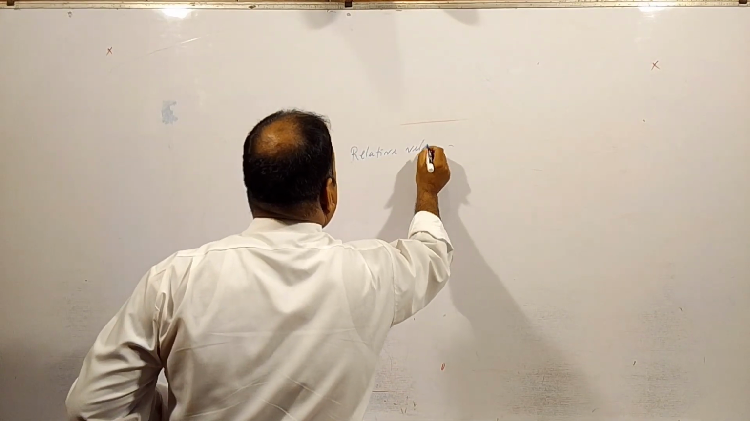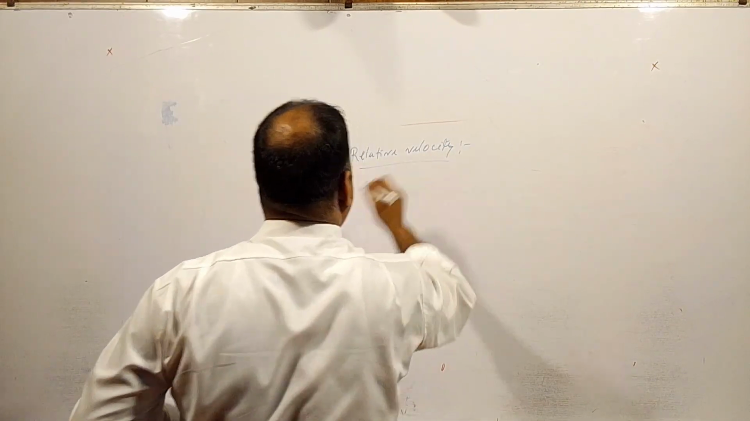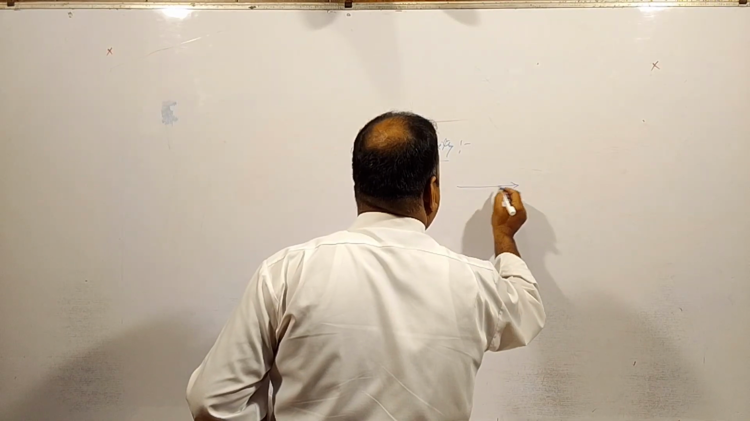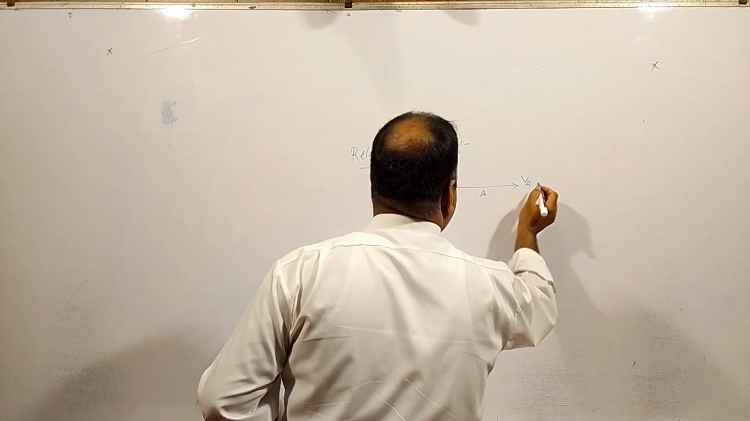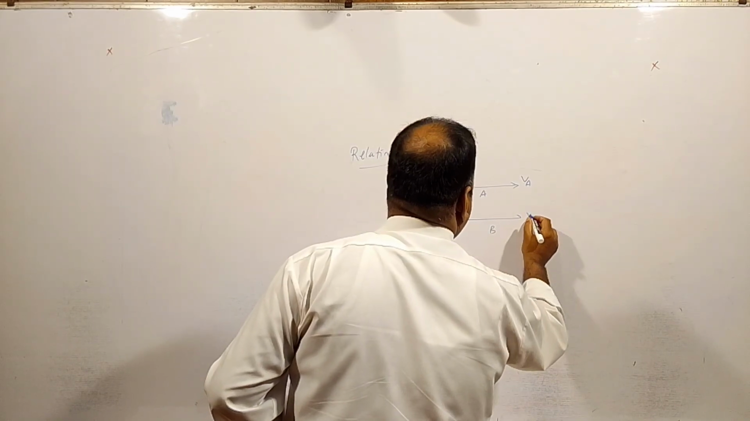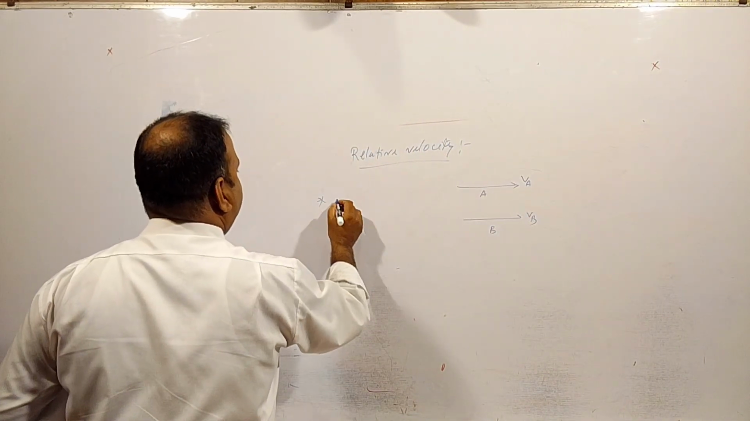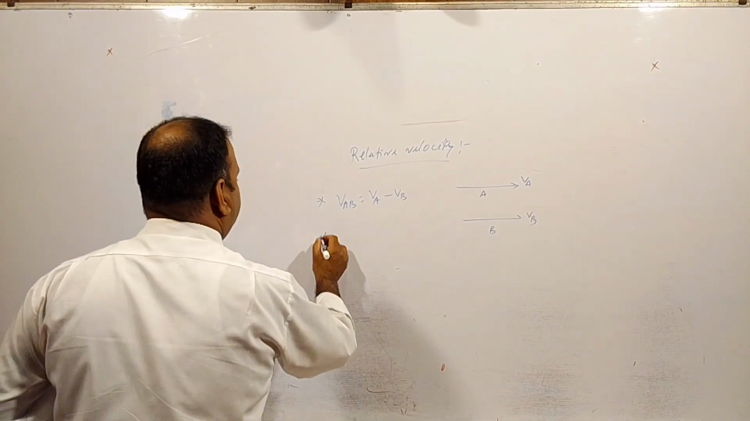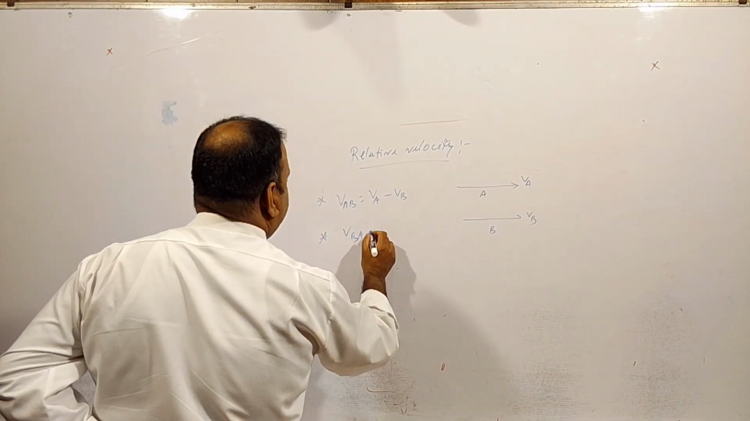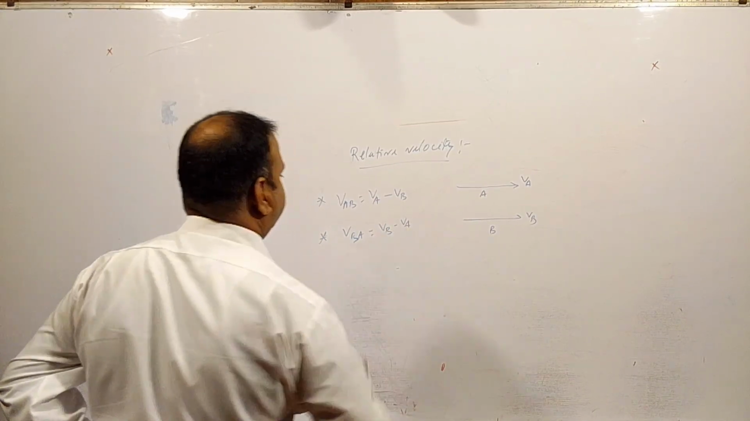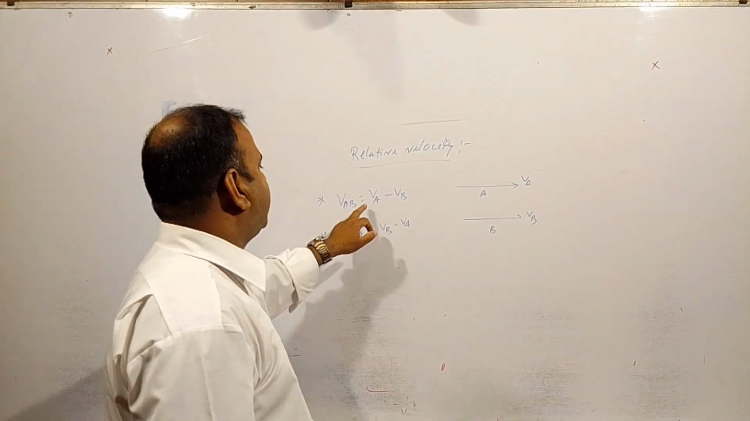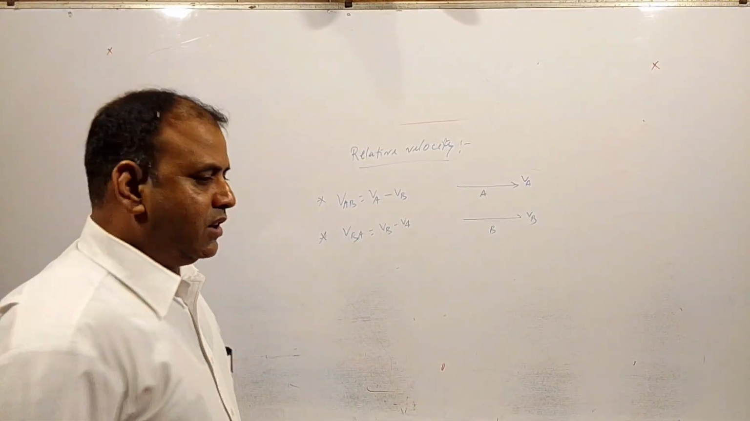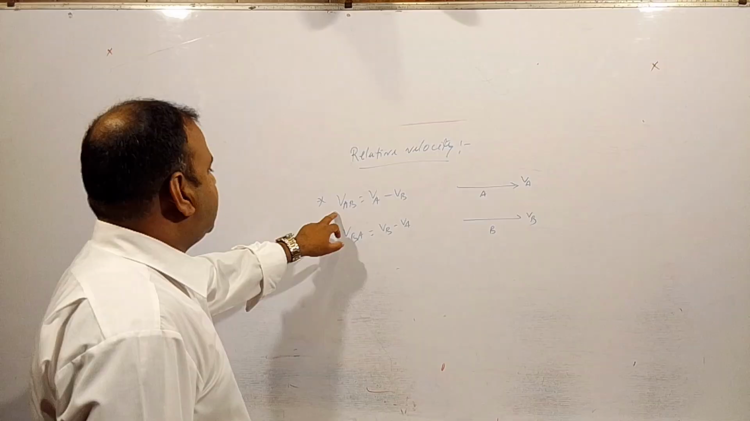Relative velocity is also in the syllabus. Suppose one particle A has velocity VA, and another particle B has velocity VB. So relative velocity VAB is equal to VA minus VB. Similarly, VBA is equal to VB minus VA. This is the formula for relative velocity.